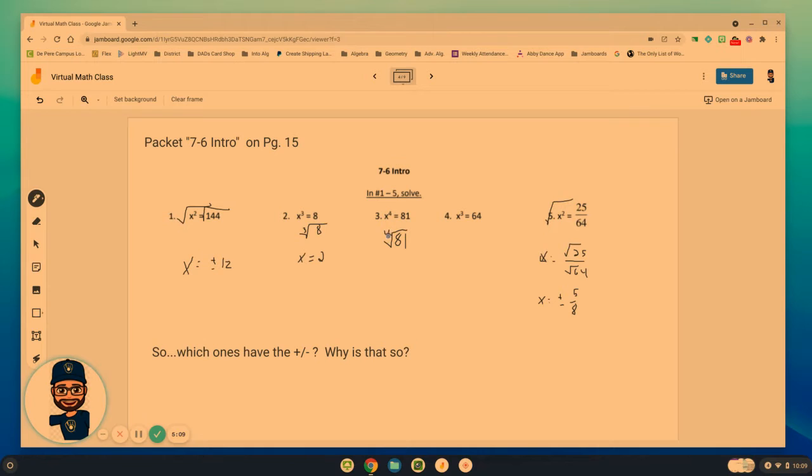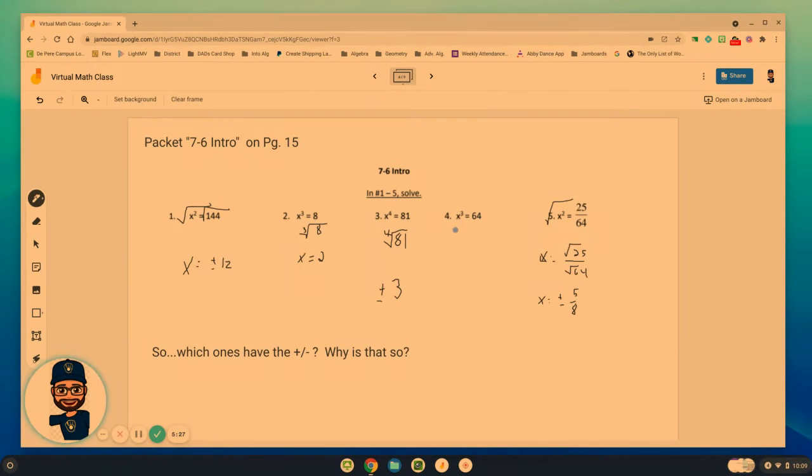Well, 3 times 3 is 9, times another 3 is 27, times another 3 is 81. So that could be 3. Does that work with negatives? It certainly does, because I've got 4 of them. Negative times negative times negative times negative turns into a positive 81.